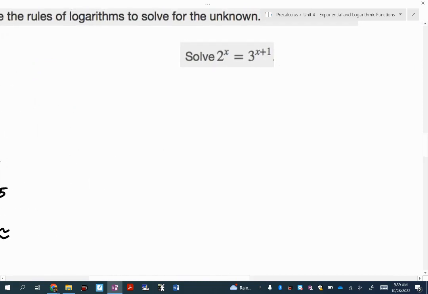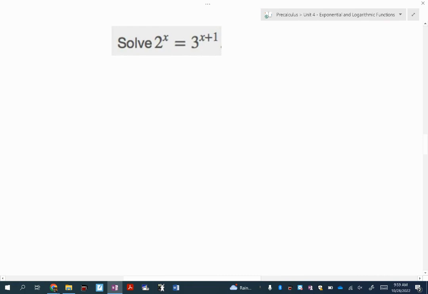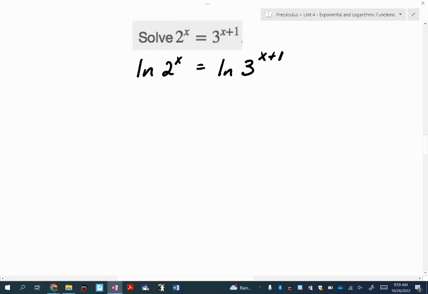Let's try this next one. Same thing. I see a base of 2. I see a base of 3. Unfortunately, I cannot rewrite those as one base. So I'm going to take the log on both sides. And just to mix it up, I'm going to use the natural log. Again, you can use the common log if you want. I always prefer the natural log once I learned it.